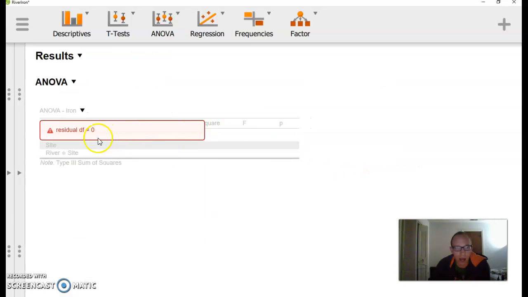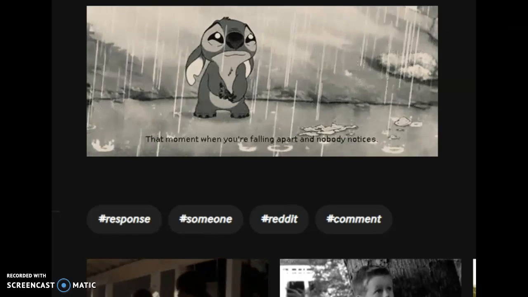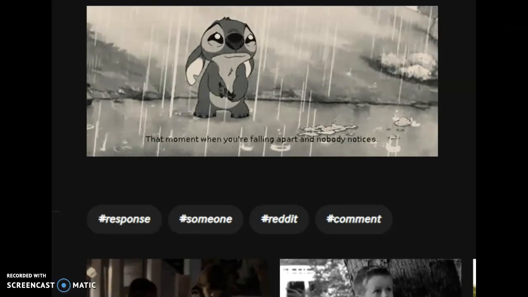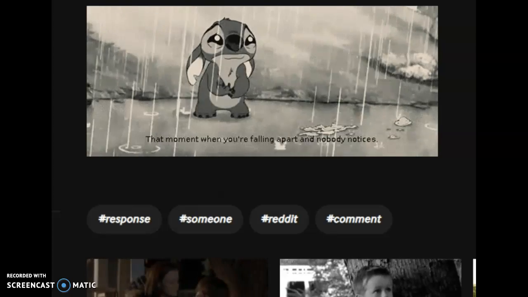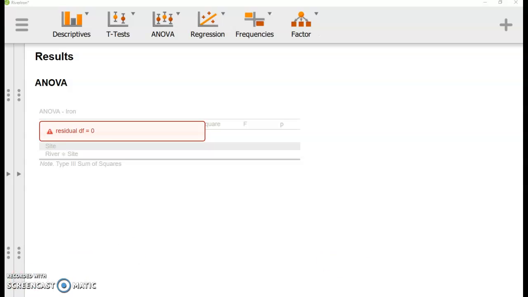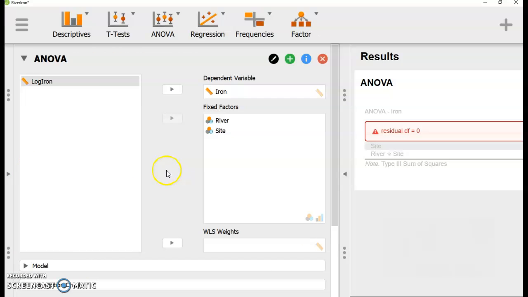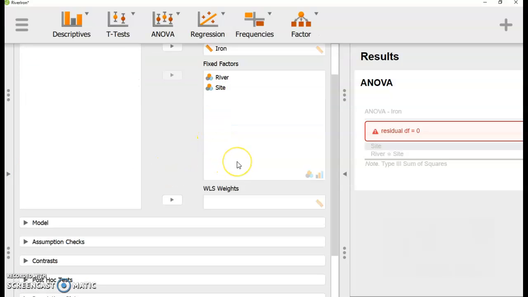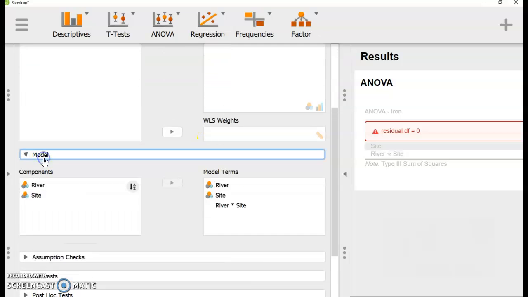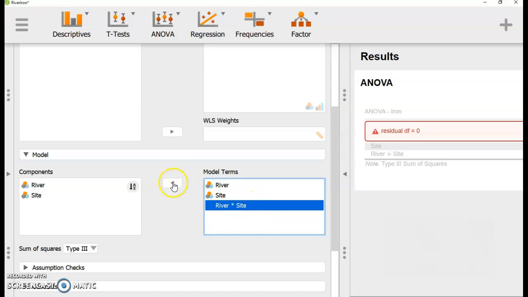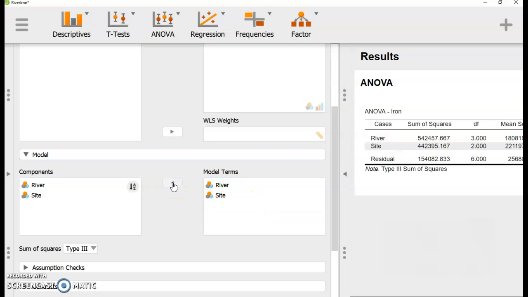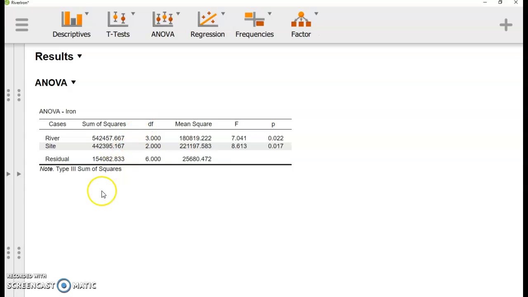And when we look at our output, we get a residual degrees of freedom. What do I do? So because we have just one data point in each of our 12 cells, one thing we have to do is go to this model and take out this interaction term. We'll talk more about interaction terms in the next chapter. But this does allow us then to run the basic model there.